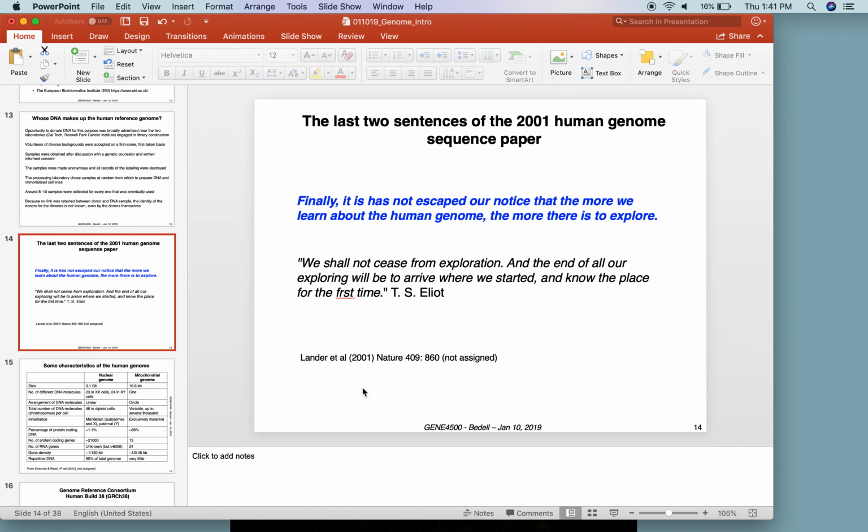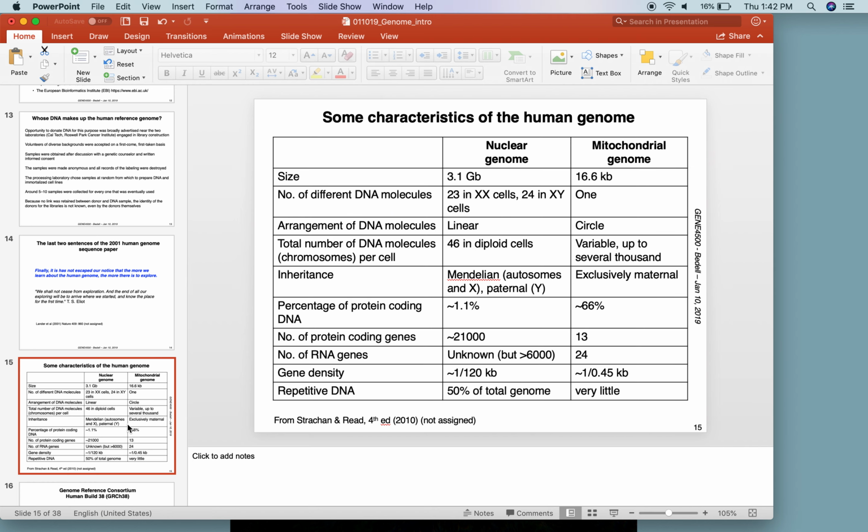Okay, and I just love this. Think about this. This was in 2001. The more we learn, the more there is to explore. I think that's an understatement. I think you can magnify this by 100-fold. We're learning so much from the genome sequence that I don't think they completely appreciated it. And I think there's probably going to be even more in 10 years, 15 years. Again, don't worry about all this. It's just to give you an idea, to remind you of some things of the genome.